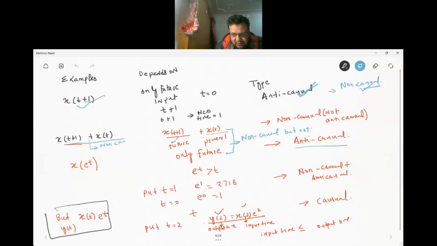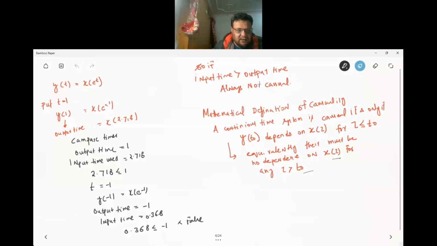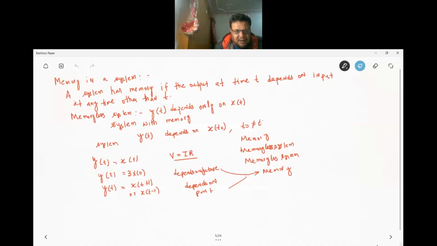Same example I have already given you earlier. Same thing I have written. So these examples I have already given you. The mathematical definition I also mentioned, so here I have written it. You can just go through this mathematical part of it.